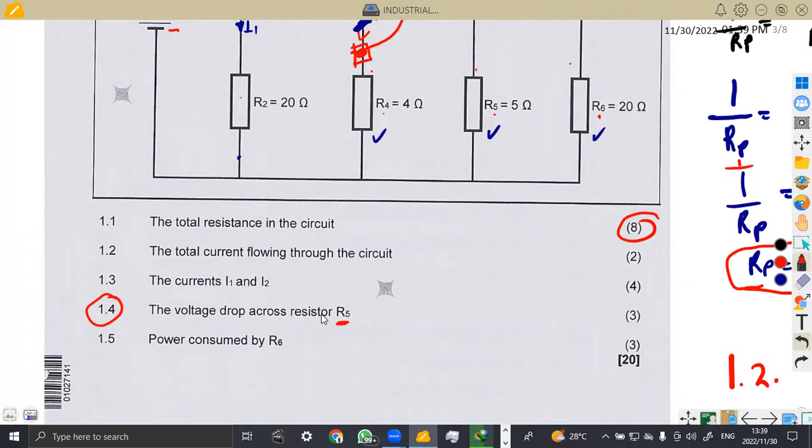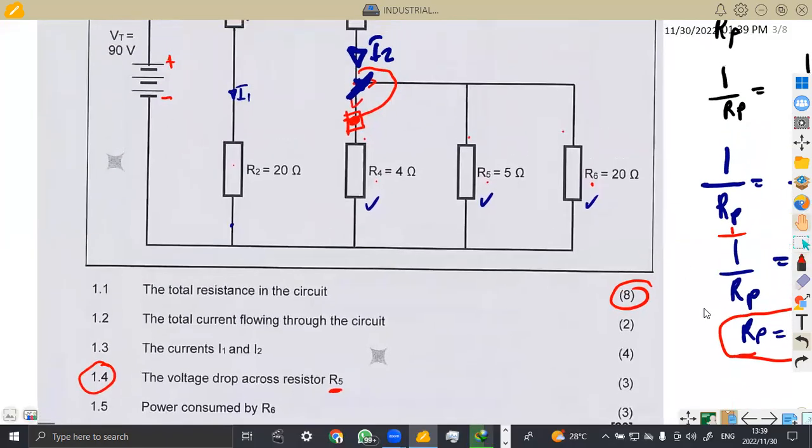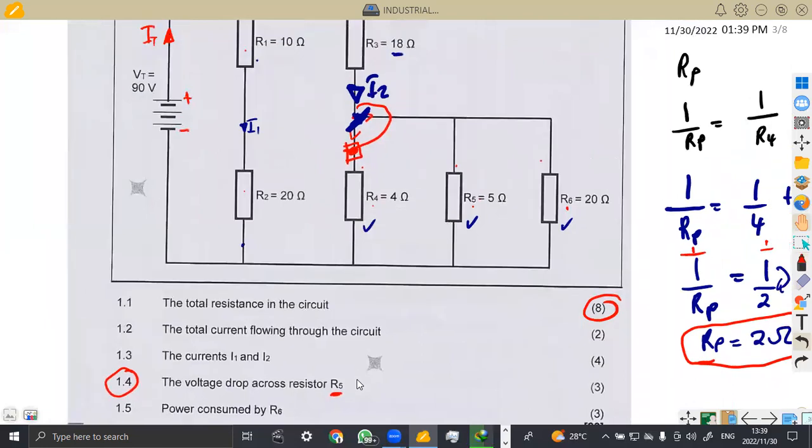Okay, how are we going to have the voltage drop across R5? Okay, I want you to see something here. Remember what we said, guys. It's going to be easier. R4, R5, R6, these three resistors are in parallel. That means the voltage drop that we are going to have here is the same, because they are in parallel. So we're going to have the same voltage drop.